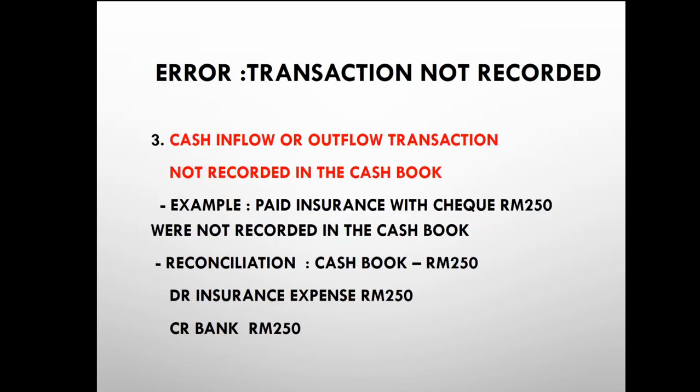An error can also occur when a transaction is not recorded yet in the cash book. For example, insurance paid by cheque, RM250, was not recorded in the cash book. So we have to make a bank reconciliation by reducing the cash book part by RM250. So we record in the adjusted journal entry debit insurance expenses and credit bank.